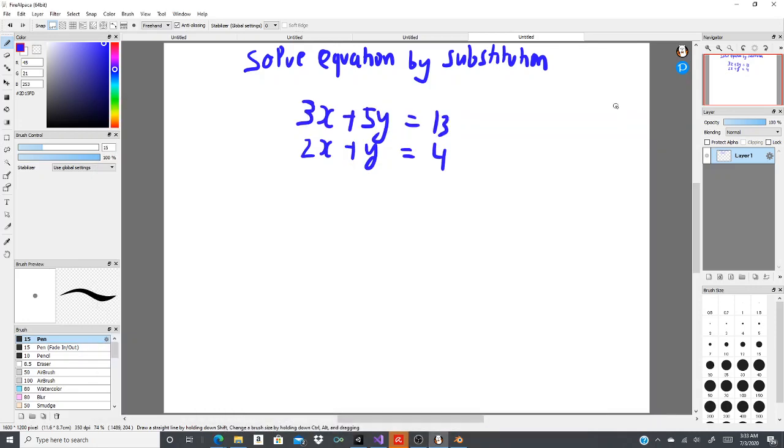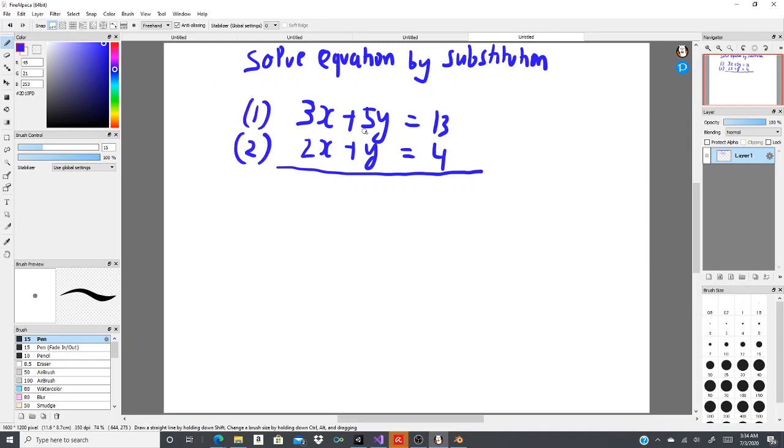This is another math equation, but this time it's equation by substitution. The rule is just to replace x by the second equation, using some other rules in math, and then to find y. So this is the first equation and that's the second equation.